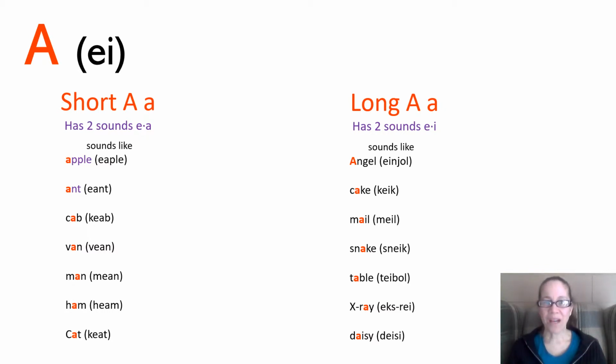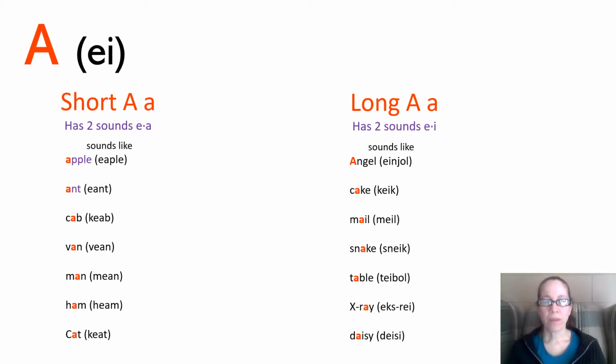Okay, so I am going to explain the two sounds that the letter A makes in the American English language. The short A makes two sounds, the short E and the short A, like air, like apple.